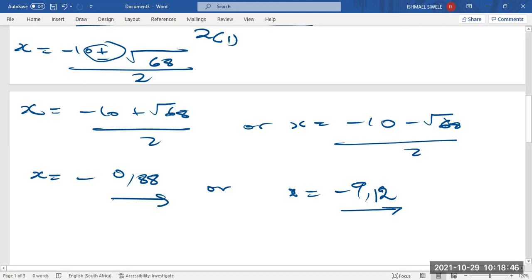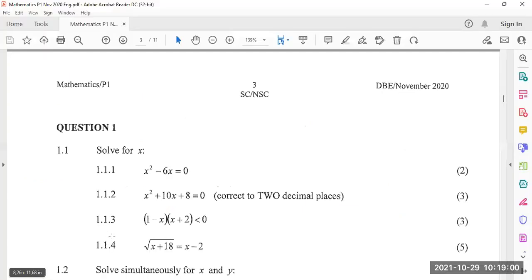So you see, we're just going to be flowing here. People mostly flow when it comes to question 1. So hence you just have to try by all means to get everything right on question 1. Okay, now moving to 1.1.3. What is it that we have?